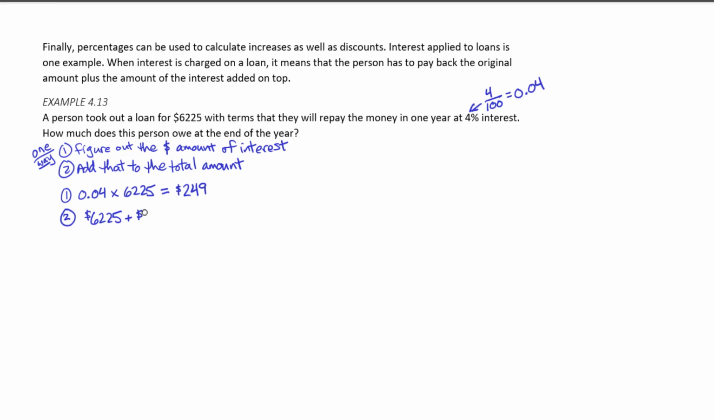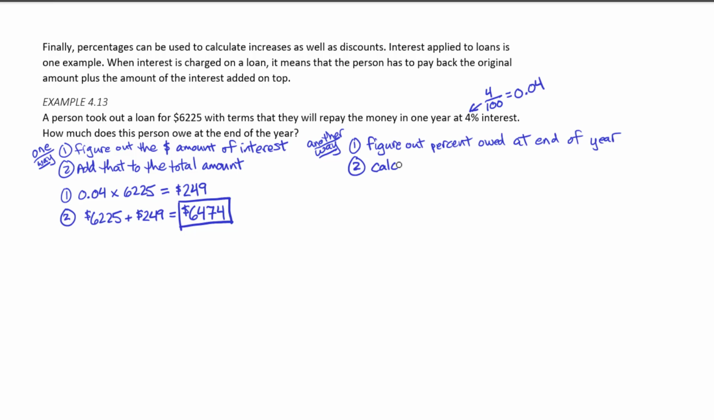In step 2, we add that amount to the total amount. Total amount of the loan was $6,225 plus $249 in interest, and you get $6,474. Another way is to figure out the percentage first, and then use that percentage to calculate this increased amount. So figure out the percent that is owed at the end of the year, and then calculate that percent of $6,225, which is the total amount.